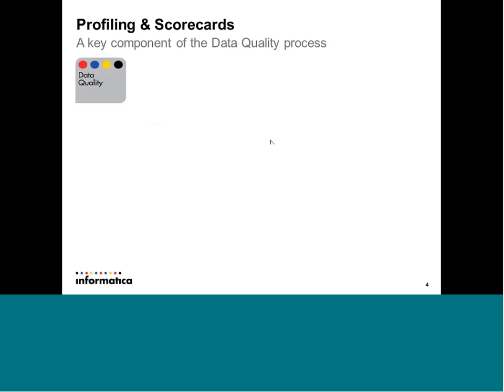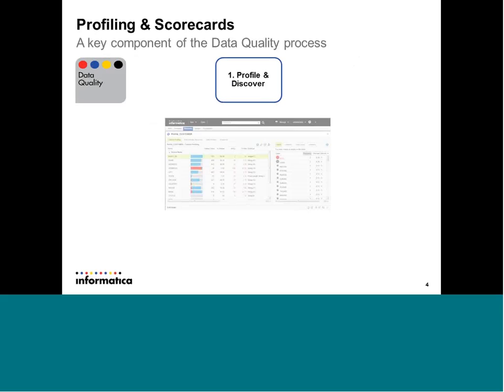So profiling and scorecards are a key component of the data quality process and any kind of data migration or ETL process as well. We want to make sure that we know the metadata behind our data. The first step really is profile and discover. So this is just about discovering the metadata, size of our data, data types, inferred data types, uniqueness, the number of nulls, etc.